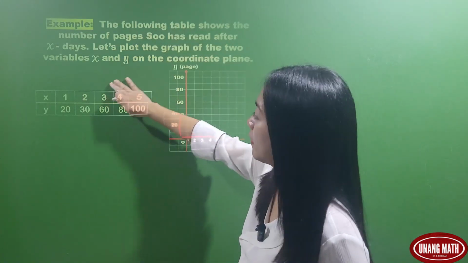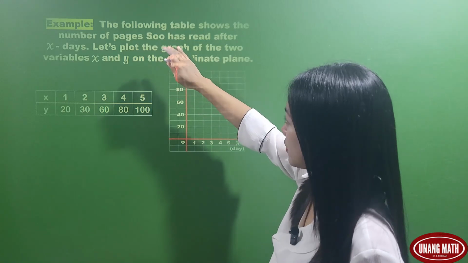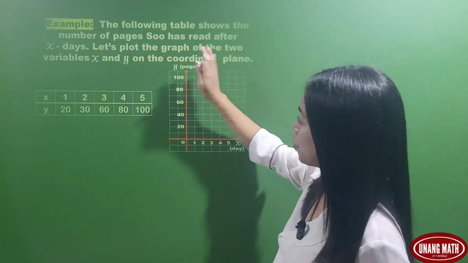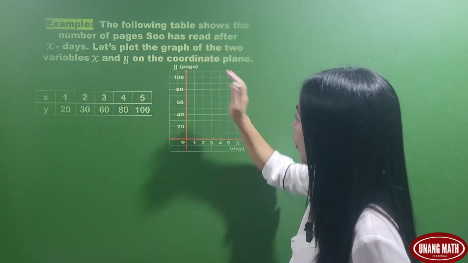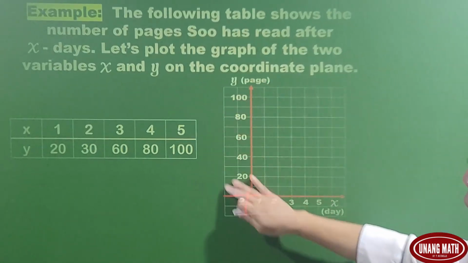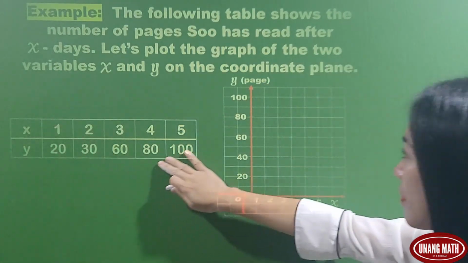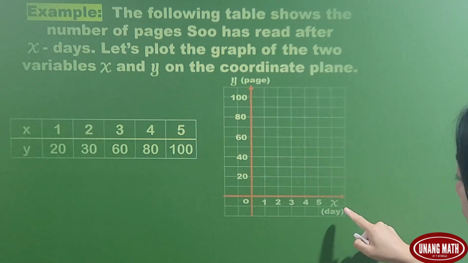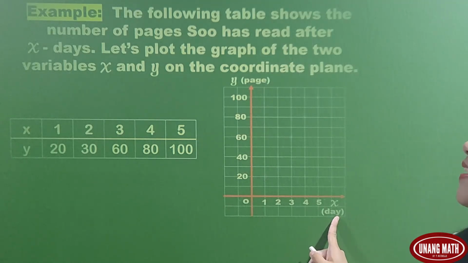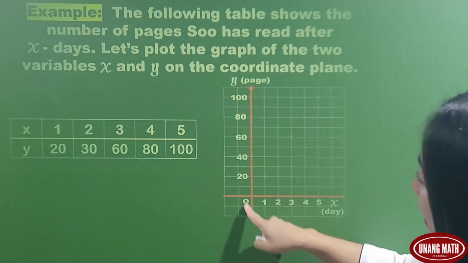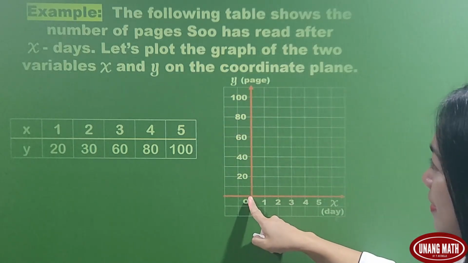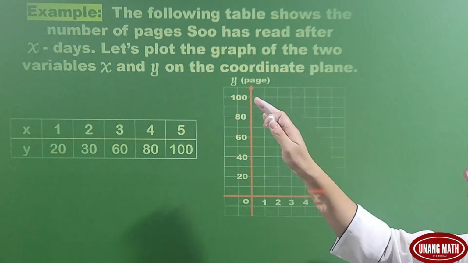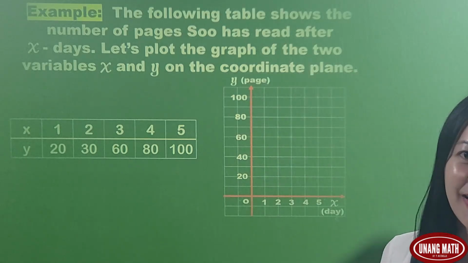The following table shows the number of pages Sue has read after x days. Let's plot the graph of the two variables x and y on the coordinate plane. So this is our coordinate plane and this is the table. The coordinates on the x-axis represent the number of days, and the coordinates on the y-axis represent the number of pages Sue has read.